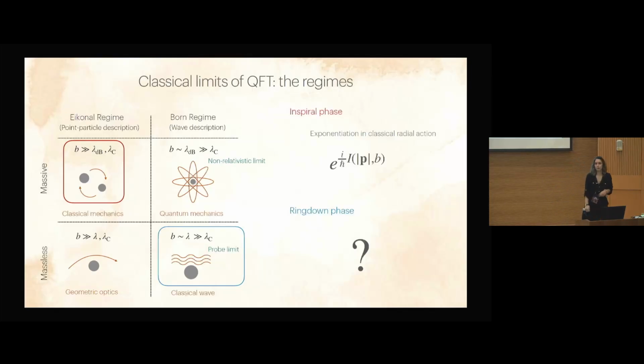Now, the question we ask ourselves is, okay, what is the most natural way to express our solution if you care about the ring-down phase or this wave regime? And our claim is that the most natural way to do that is through a Born series that here I wrote in operator form. So B is going to be a potential and G a Green's function.